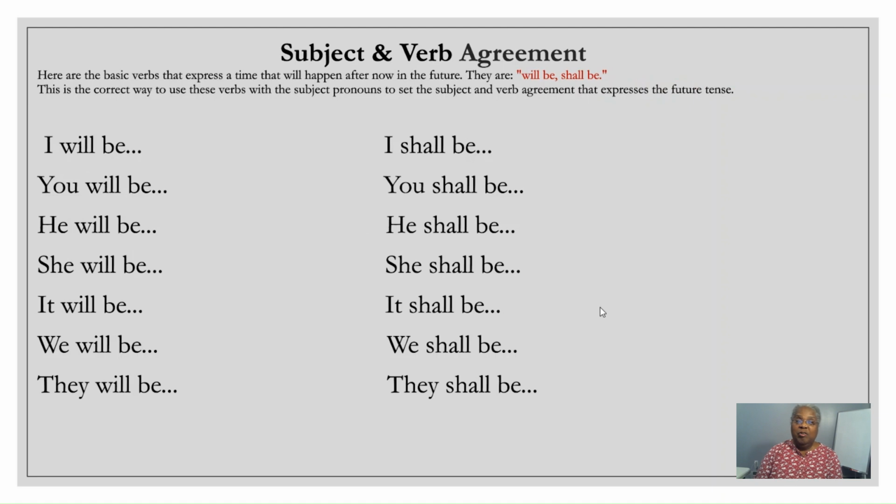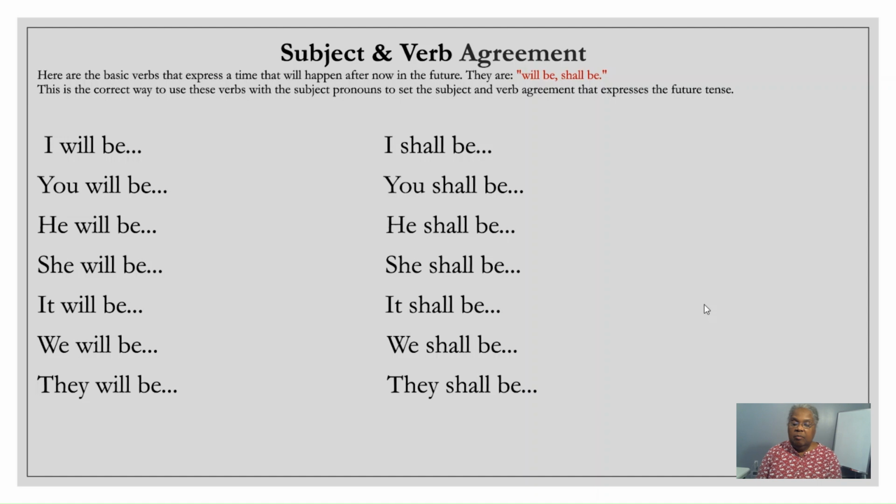Here are the basic verbs that express a time that will happen after now, in the future. They are will be and shall be. This is the correct way to use these verbs with the subject pronouns to set the subject and verb agreement that expresses the future tense.